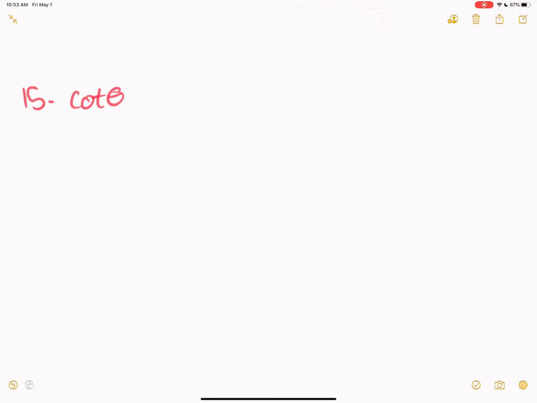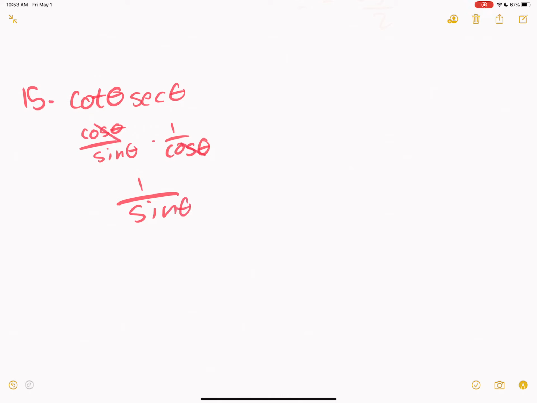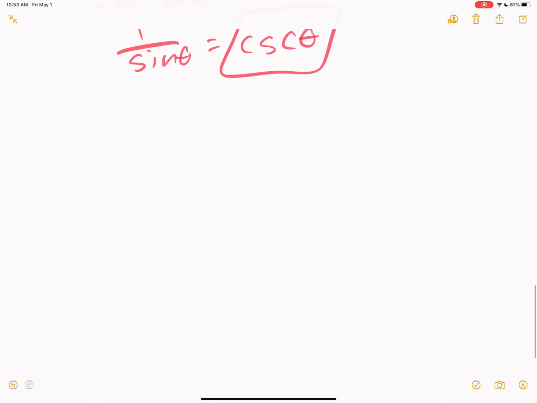Cotangent theta times secant theta. I want to reduce. Remember, the rule of thumb in general that you guys should do is convert everything to cosine and sine, right? So cotangent is cosine over sine. Secant is 1 over cosine. Cosines cancel out, so you get 1 over sine left over, because these cancel out. And then 1 over sine is cosecant. So your answer is cosecant theta. Cool.